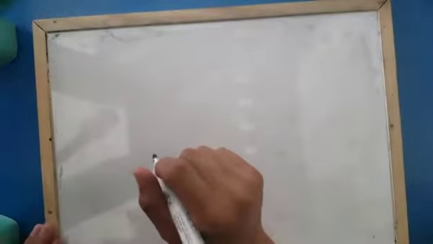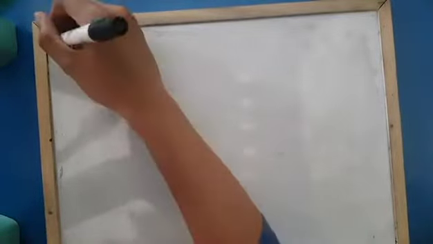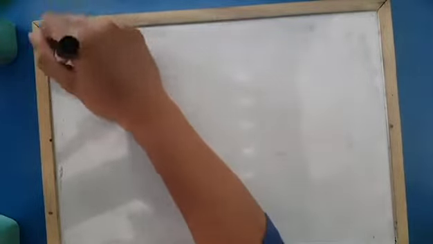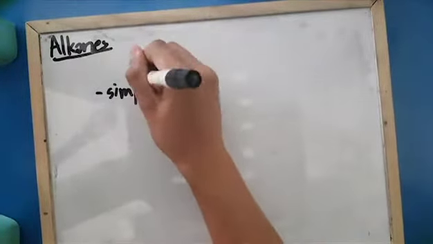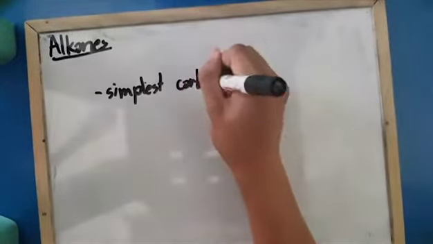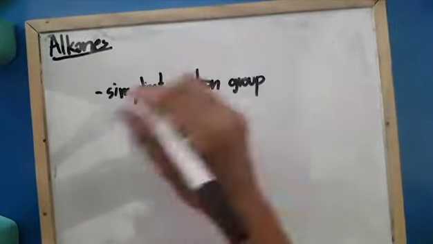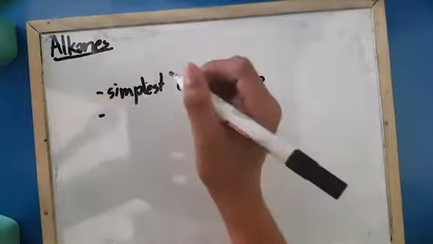Hello, fellow students. Today, as you've seen in the title, we're going to talk about alkanes, the simplest carbon group. Alkanes are compounds composed of hydrocarbons, a mix of carbon and hydrogen atoms.